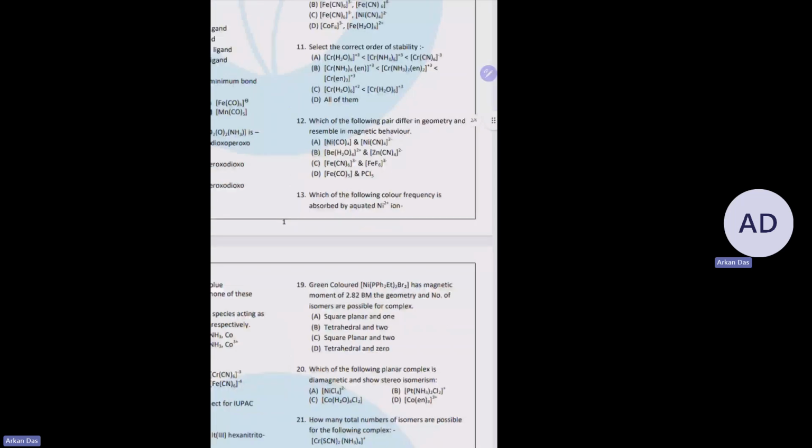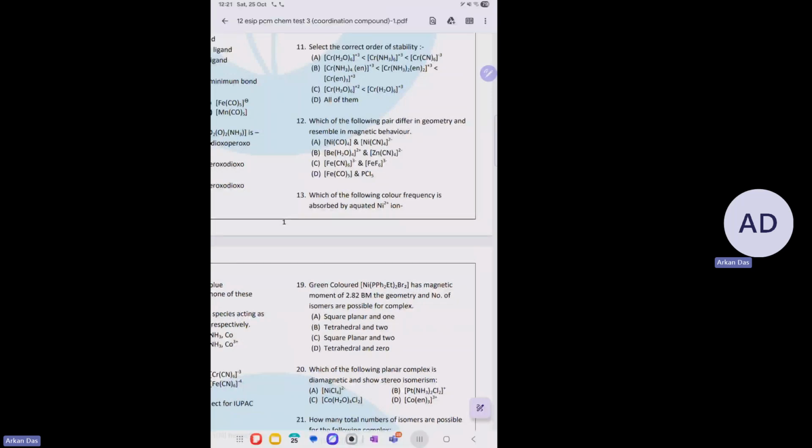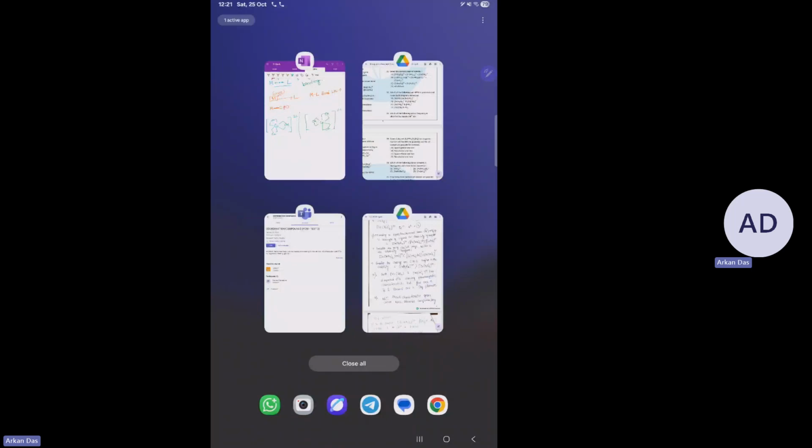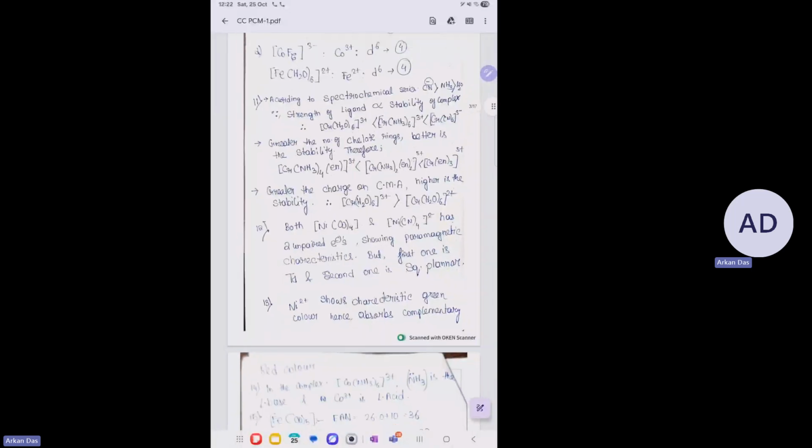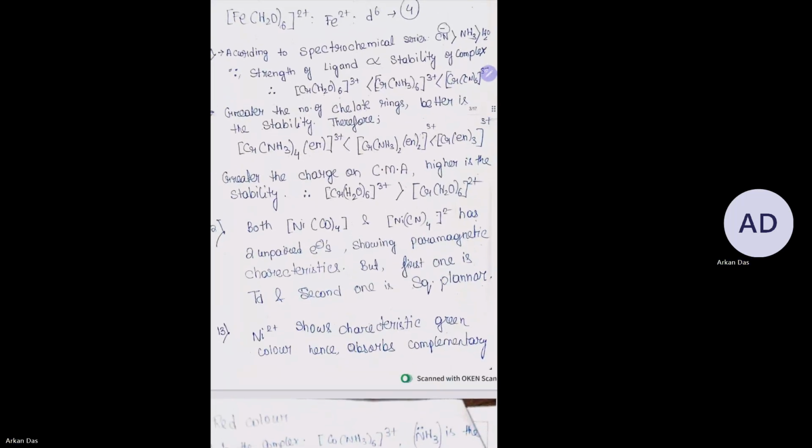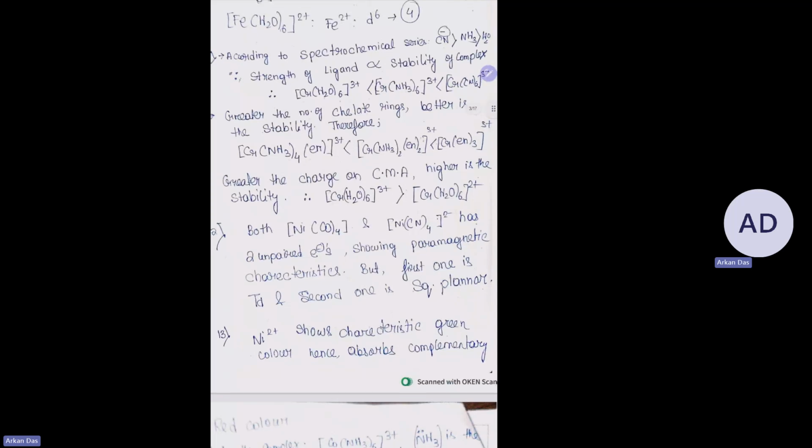Let's go for option number 8 of question number 12: Ni(CO)4, which is neutral, and [Ni(CN)4] 2 minus, which is Ni2 plus. When it is neutral and when it is 2 plus, the oxidation state of nickel changes. So there will be two unpaired electrons for Ni(CO)4, which will show paramagnetic nature. For [Ni(CN)4] 2 minus, the lower electrons will all be paired, whereas the upper two electrons will still be unpaired. Hence, this will also be of paramagnetic nature. Ni(CO)4 is tetrahedral in nature, while [Ni(CN)4] 2 minus is square planar.